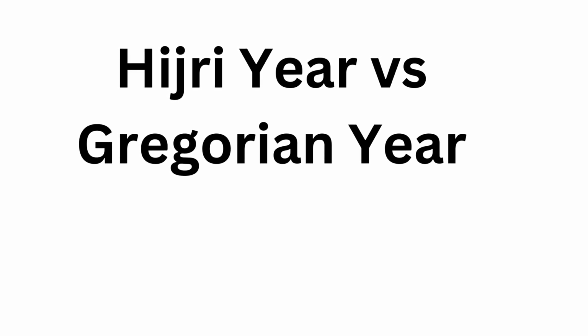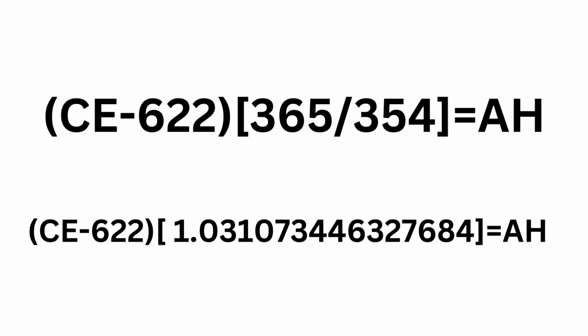From this 2023, we can immediately tell in seconds what is current Islamic year. But how? There are two very simple equations. We will explain these and we will also explain their derivations. First one is we will have to subtract 622 from current English year and multiply it by a factor 365 divided by 354. It will give you current Hijri year.